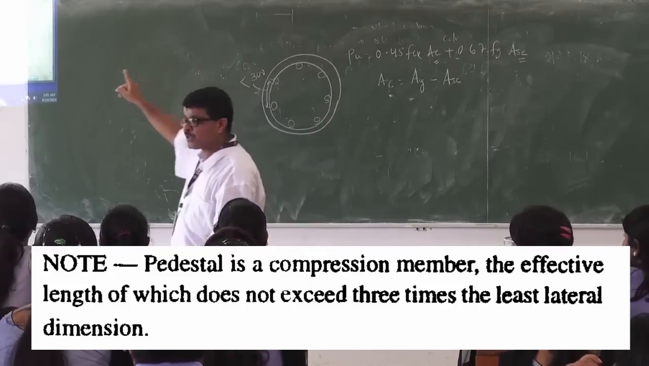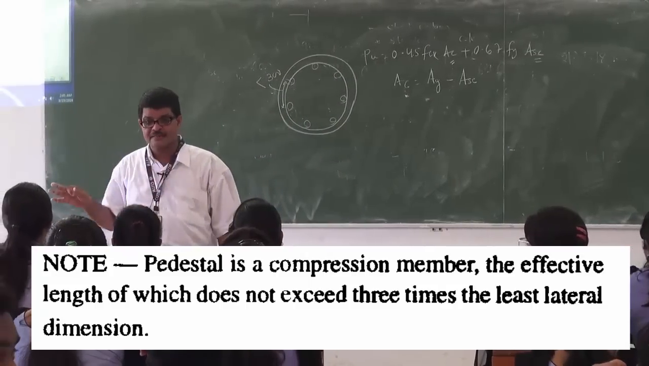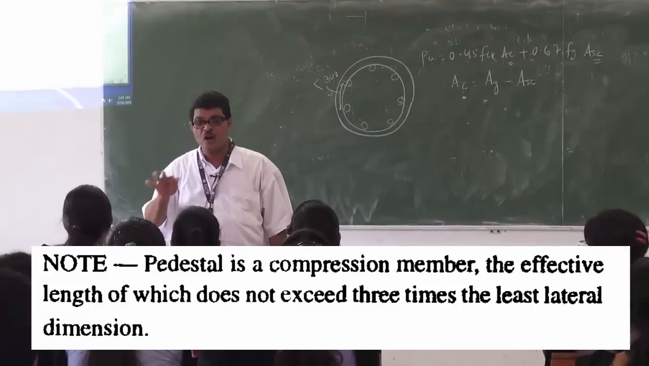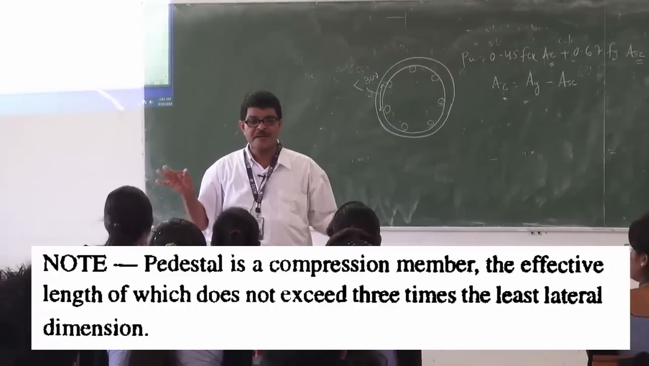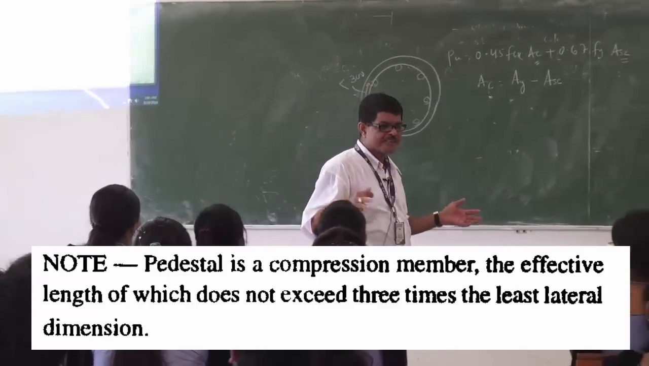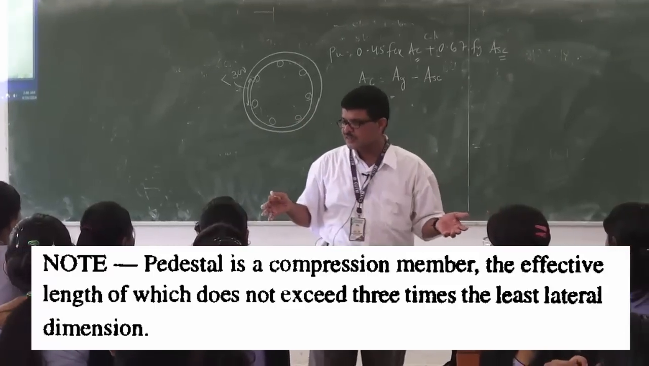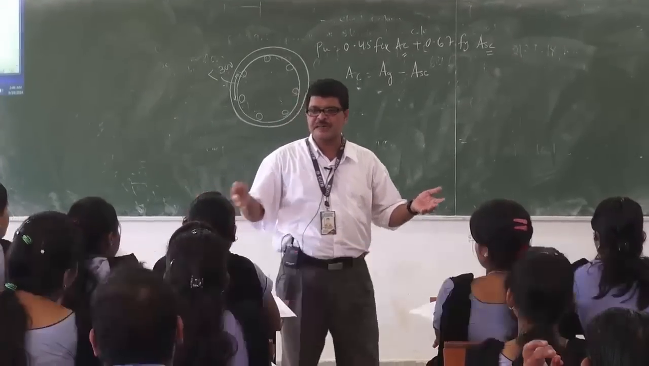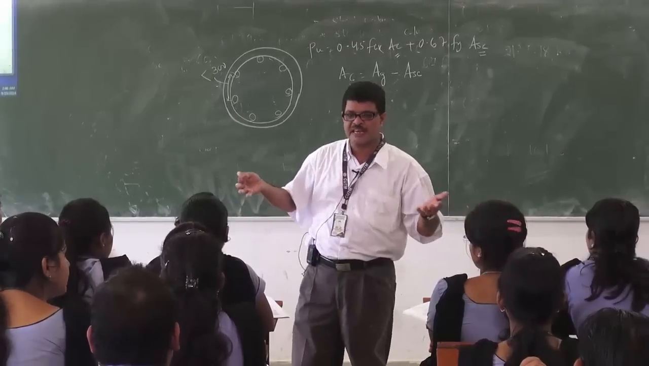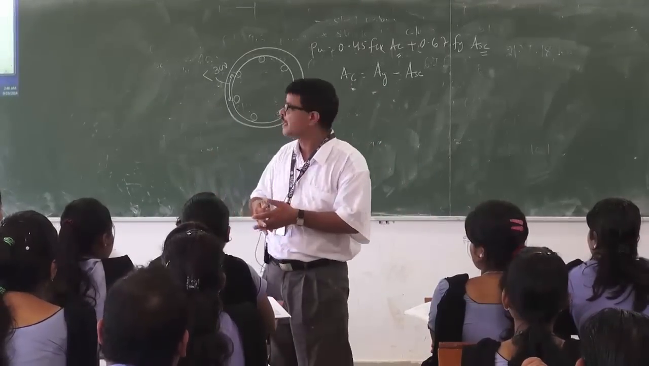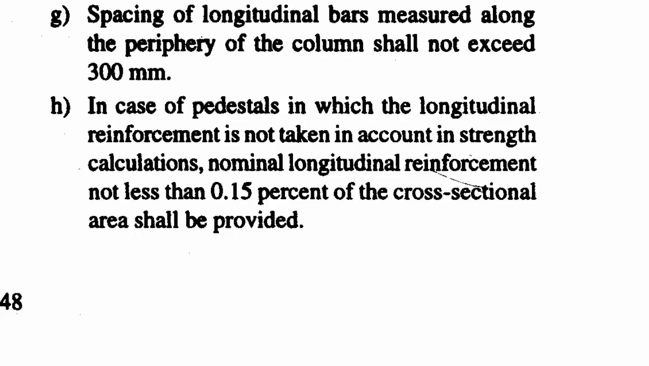Now, what is the percent of steel? Pedestals are not designed. Remember, pedestals are not designed like columns. What is the meaning of pedestal? Stage, victory stands, pedestals where you stand to take your prize, like that way. In case of pedestal in which longitudinal reinforcement is not taken into account in strength calculation, nominal reinforcement not less than 0.15% of the cross sectional area shall be provided.